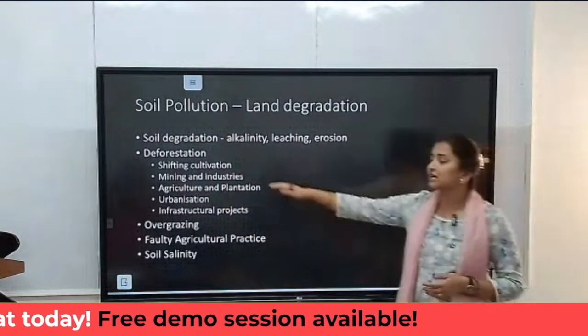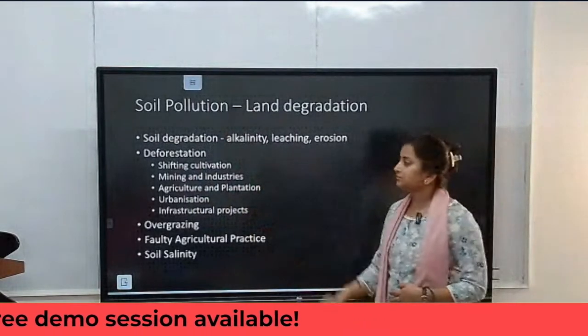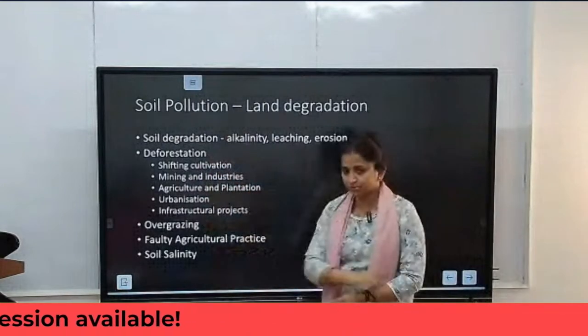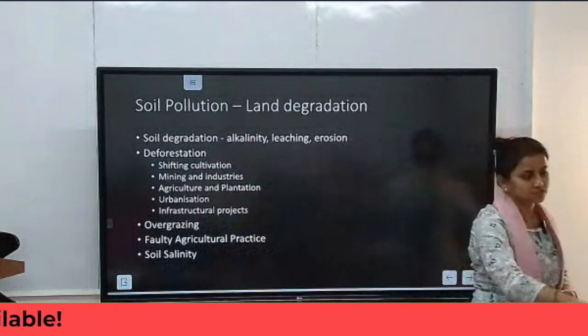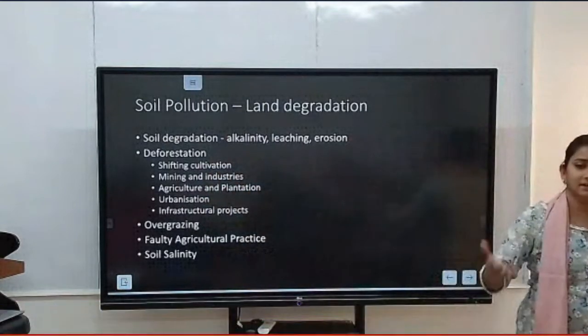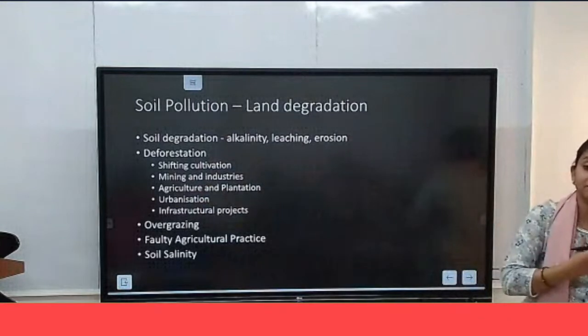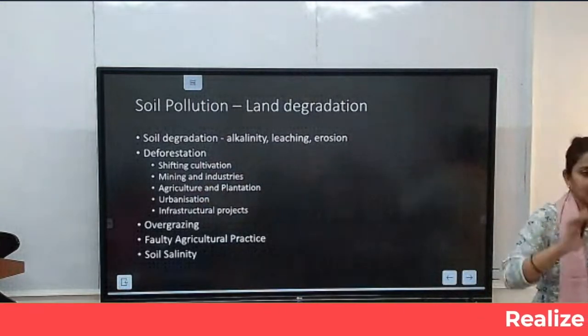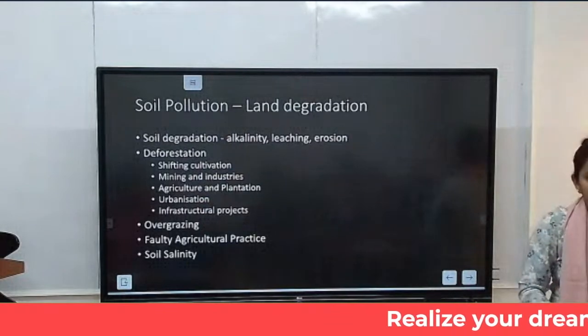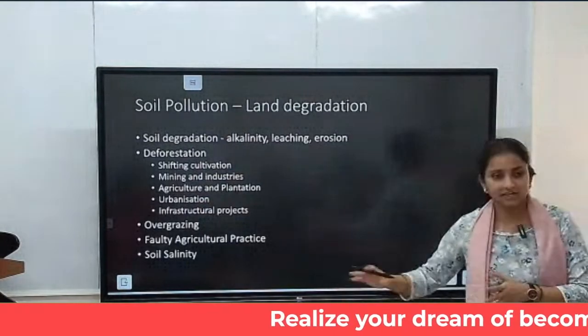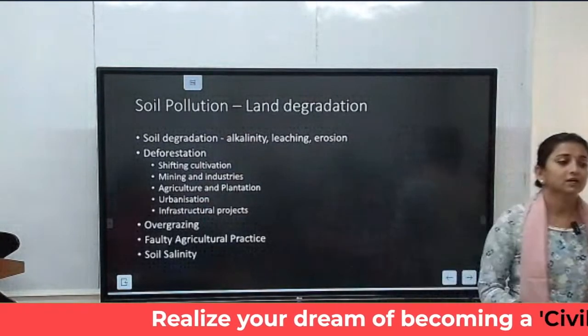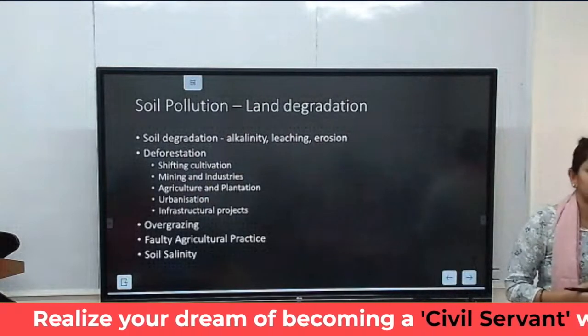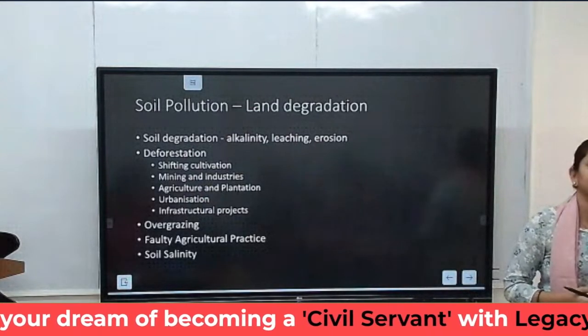So now shifting cultivation has become a cause for deforestation, because we are keeping a piece of land barren. Once we have burnt it, we will leave that land barren, right? So now if rainfall occurs, all of this nutrient will enter into the water body, right? So this is a problem, because this is degrading the soil quality now.